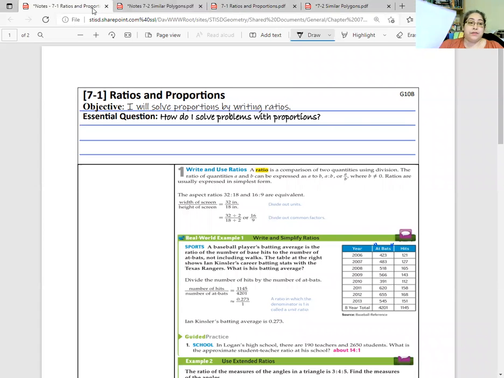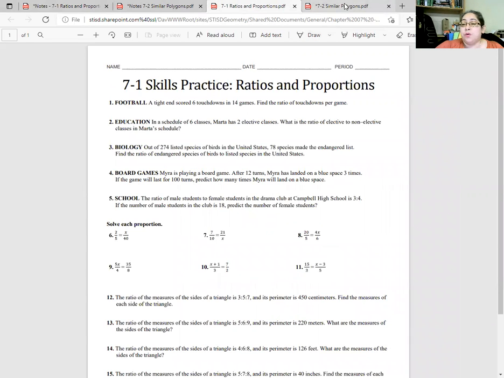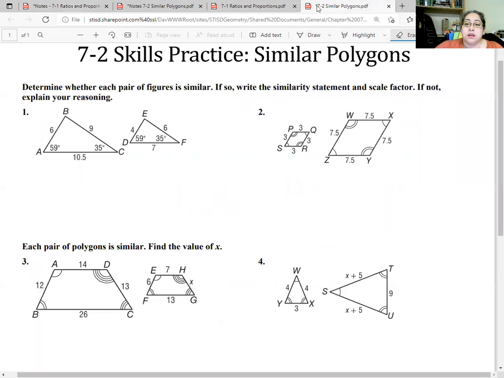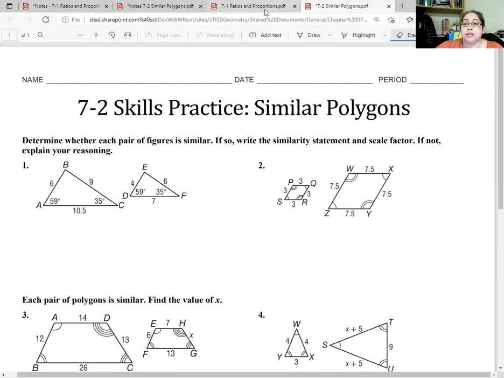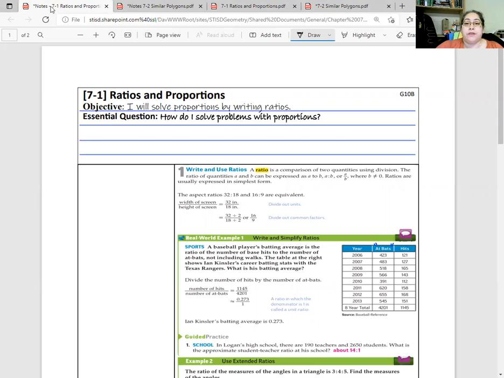If you're here live with us today, you've got the 7-1 and 7-2 skill practice that you picked up at the door with the unicorn. They looked like this. If you are joining us from the house, you can find these in your It's Learning. You can download and print, or you can work on them by editing the PDF and submitting that to me. All right, let's jump in.